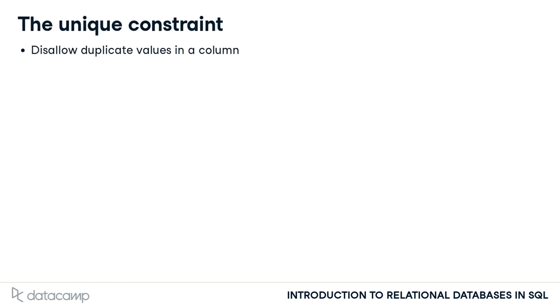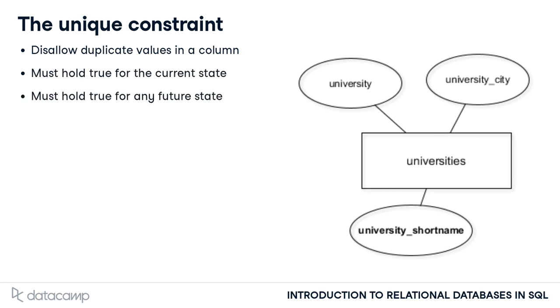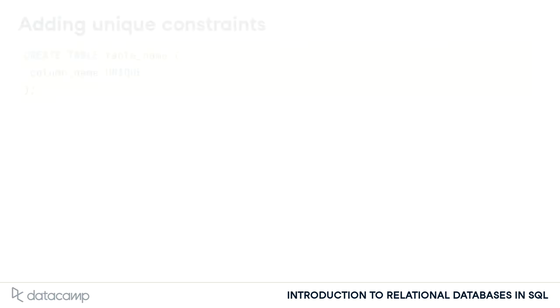The unique constraint on a column makes sure there are no duplicates in a column. So any given value in a column can only exist once. This, for example, makes sense for university short names, as storing universities more than once leads to unnecessary redundancy. However, it doesn't make sense for university cities, as two universities can coexist in the same city. Just as with the not null constraint, you can only add a unique constraint if the column doesn't hold any duplicates before you apply it.